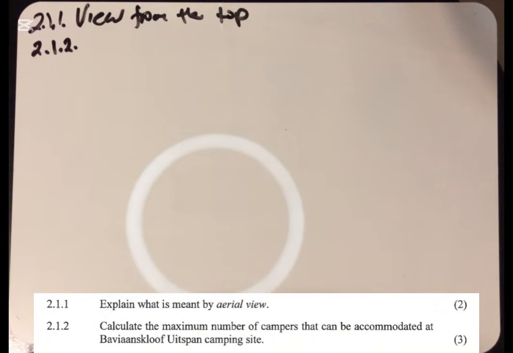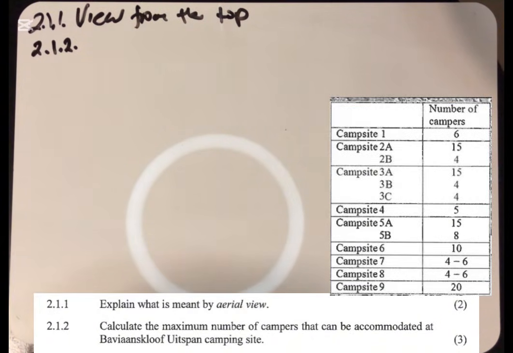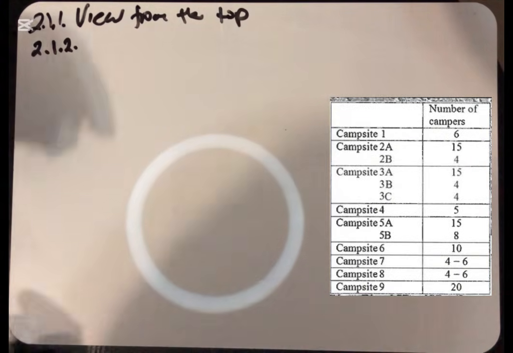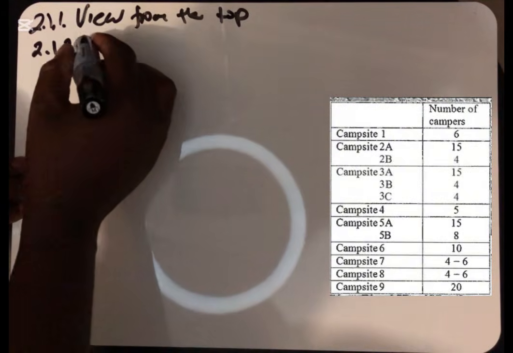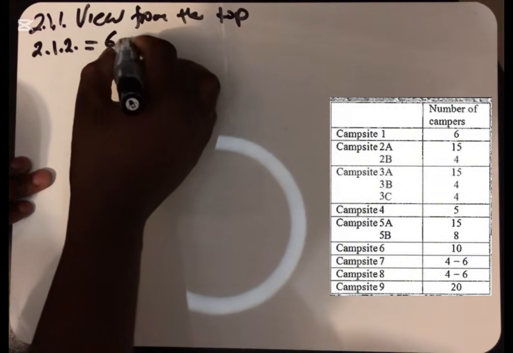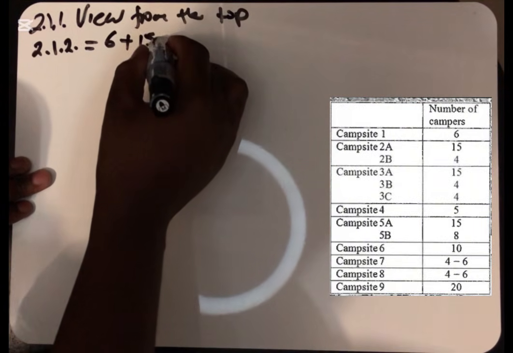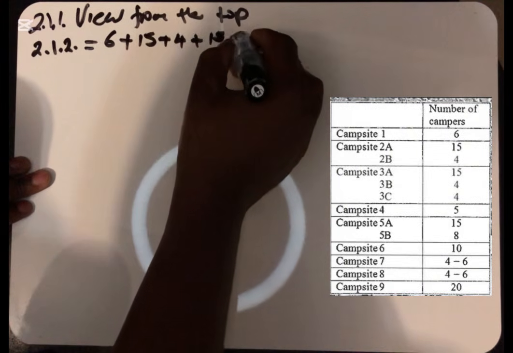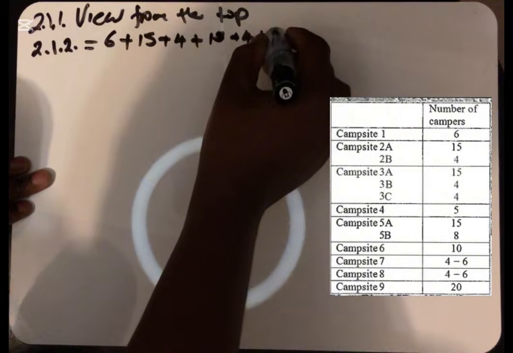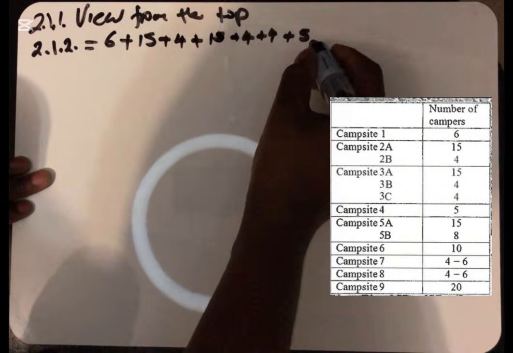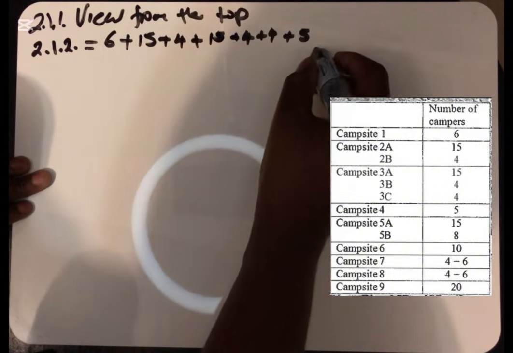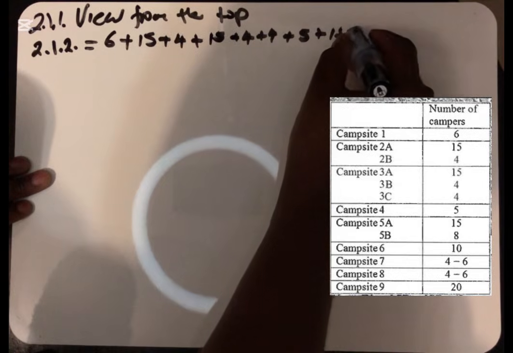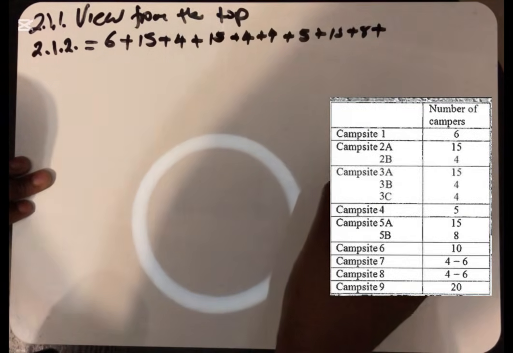So if you check here, we just have to go to our map and add all the numbers that we have here. We add all the numbers that we have. So we are now going to say it is equal to 16 plus 15 plus 4 plus 15 again plus 4 plus 4 plus 5 plus 15 plus 8 plus 10.